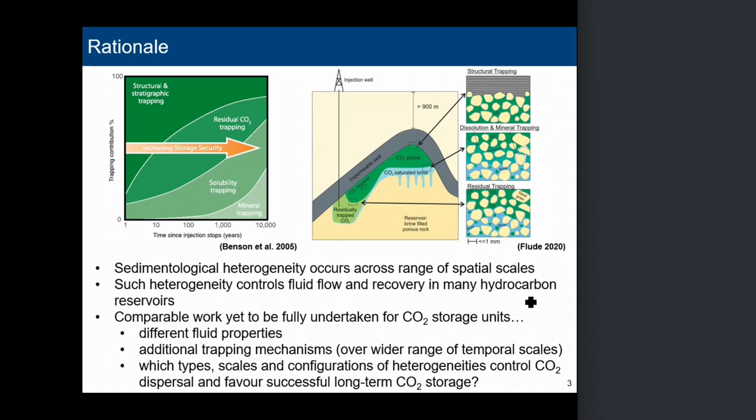Some of that CO2, again through time, will dissolve into the pore waters. As that happens, the CO2-rich brine becomes more dense and fingers down. And eventually, if the CO2 is dissolved within the pore waters for long enough and in sufficient concentrations, and the mineralogy of the sand grains or detrital grains is conducive to it, then some of that CO2 will be trapped in the form of minerals, through mineral precipitation.